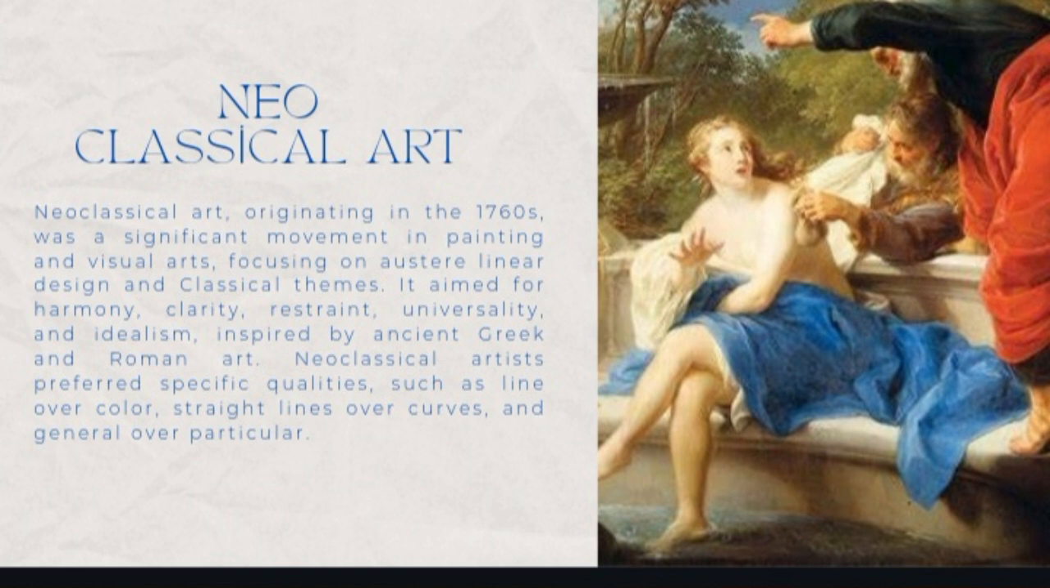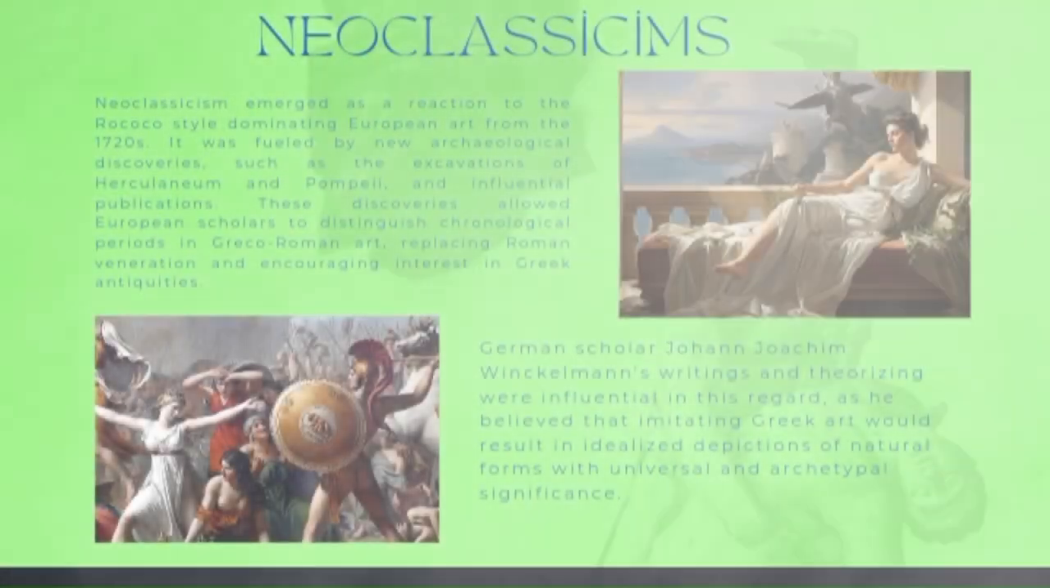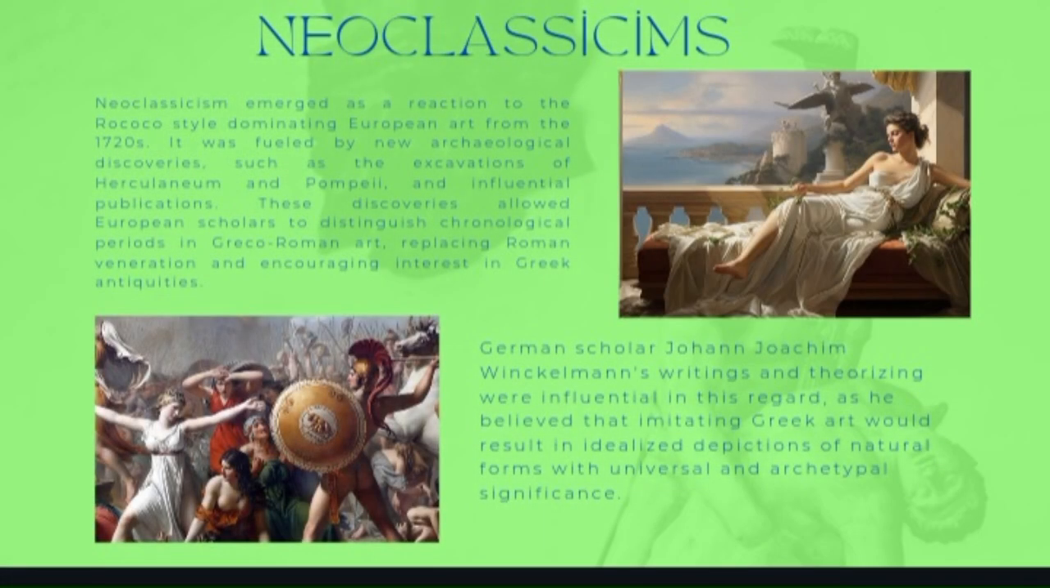Neoclassical art preferred specific qualities such as line over color, straight lines over curves, and general over particular. Neoclassicism emerged as a reaction to the Rococo style dominating European art from the 1720s. It was fueled by new archaeological discoveries such as the excavation of Herculaneum and Pompeii.